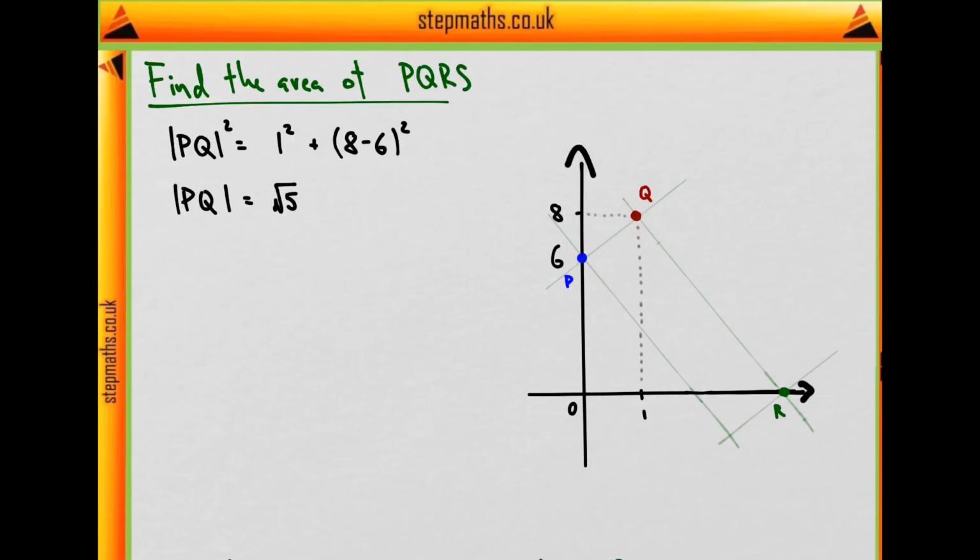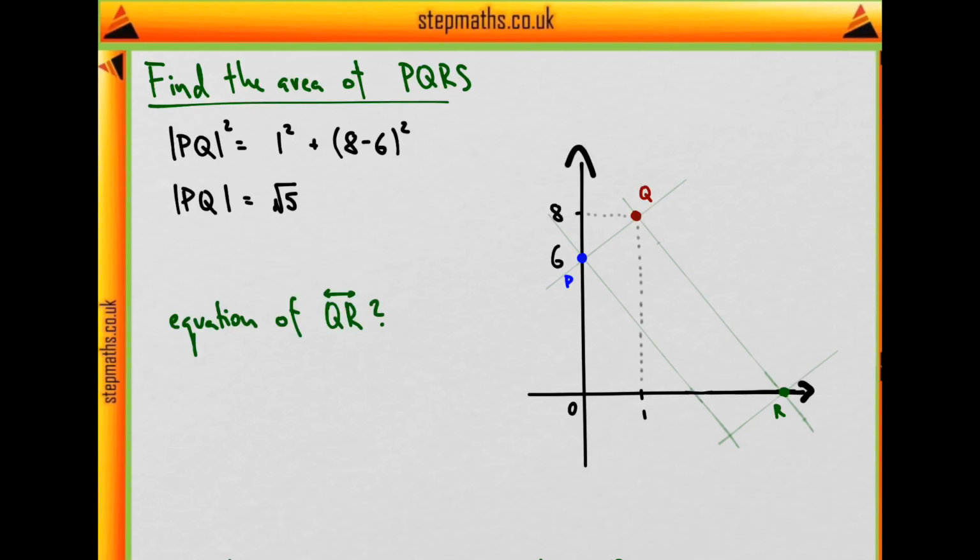Now, in order to find the length of QR, let's try and find the equation of the line going through the points Q and R. And the key points of information which we want to answer before we find that is what is the y-intercept and what is the gradient. Can you find the answer to those questions?